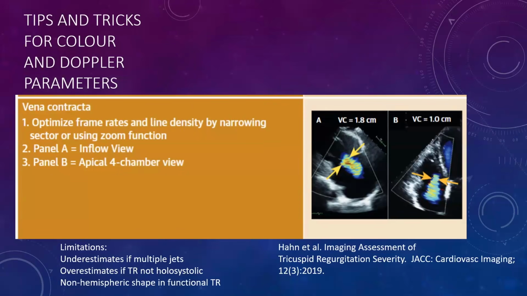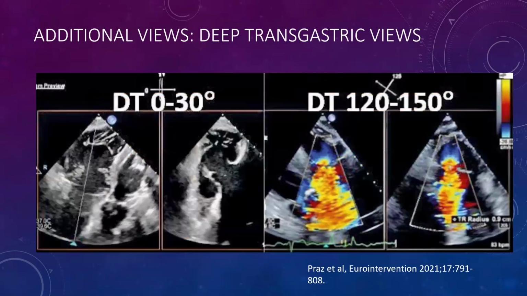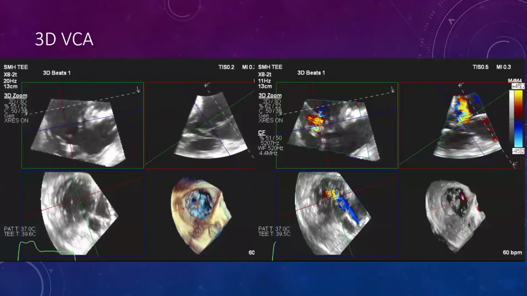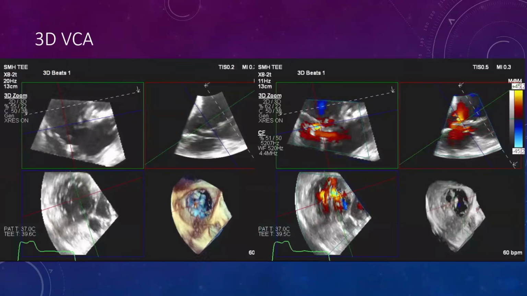Again, similar limitations to the PISA. If you have multiple jets, it's underestimated, it's overestimated if it's non-holosystolic. And then you can try to do, as I said, different views and more specific off-axis views in order to try to get aligned. Jet area tends to not be as useful because it's dependent on a lot of pressure parameters and not just the EROA, and also consultancy. So we don't rely on that as much.